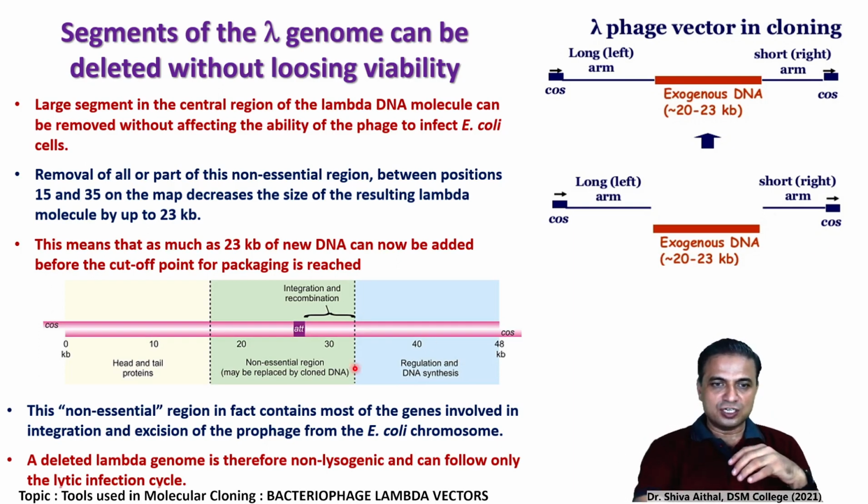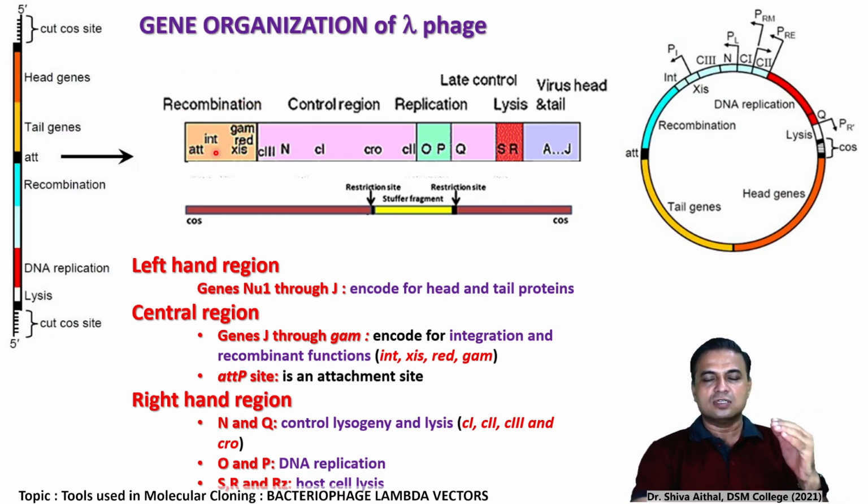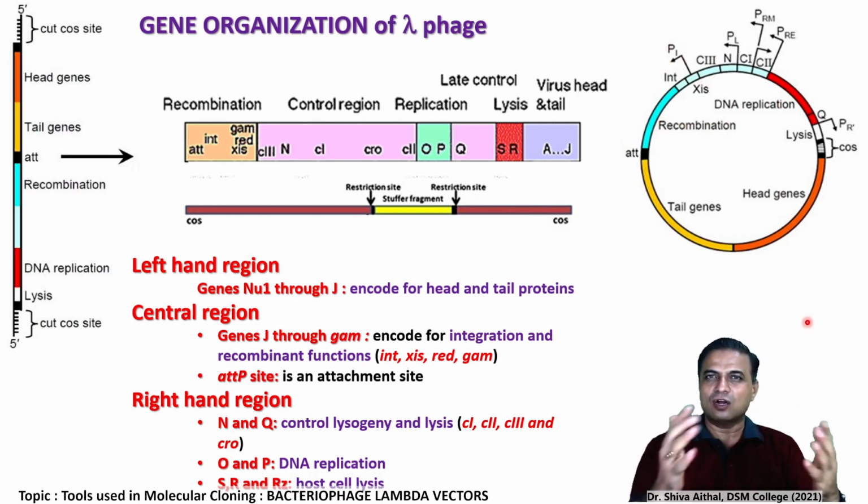So this non-essential region which is needed for integration and excision, I will go back one slide. See here, these genes, integration and recombination, this att region. Okay, how come this is not the central region? This is not the stuffer region. This becomes central when the two ends are joined. You see this circular DNA. Now this is the region, this is the region of recombination, integration. This is removed. So if you see this DNA, this is the central region around. As it is a cyclically permuted DNA molecule, you cannot call it central.